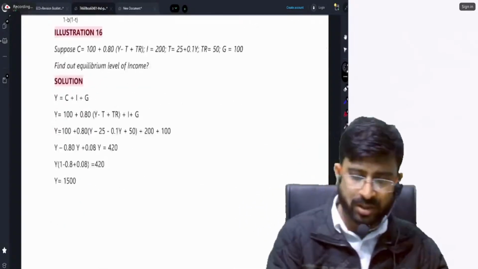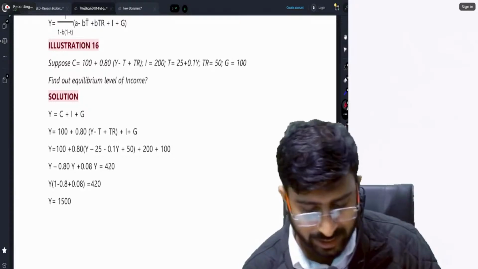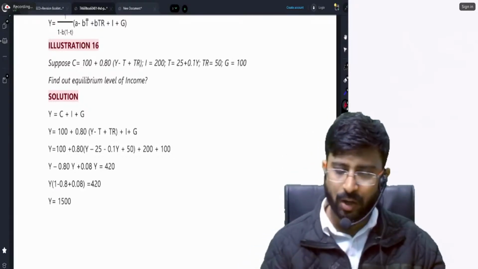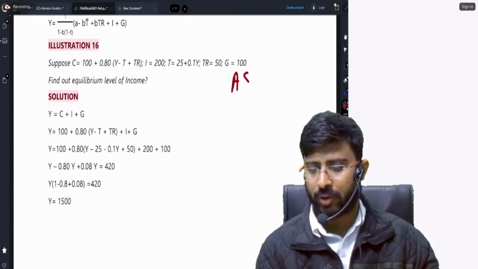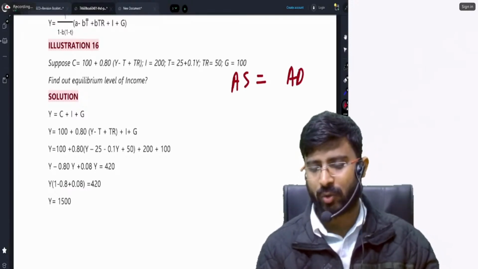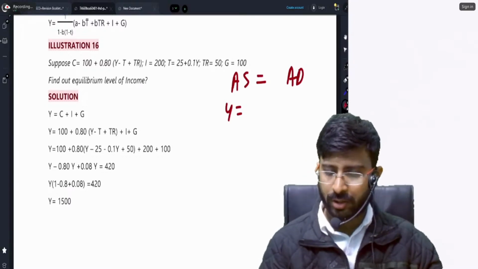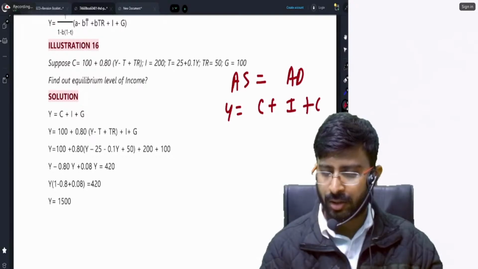Let's move on to the next question and solve it. Everyone, they are saying C equals A plus B(Y minus T plus TR). Find out the equilibrium level of income. So you all know the equilibrium condition is AS equals AD. AS is Y, AD is what? C plus I plus G.